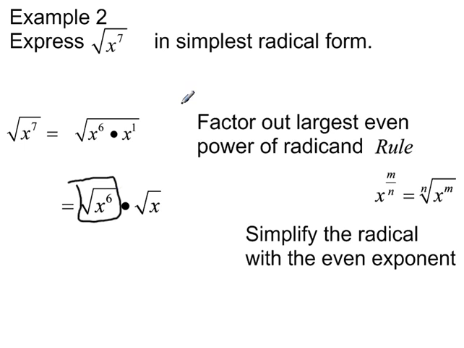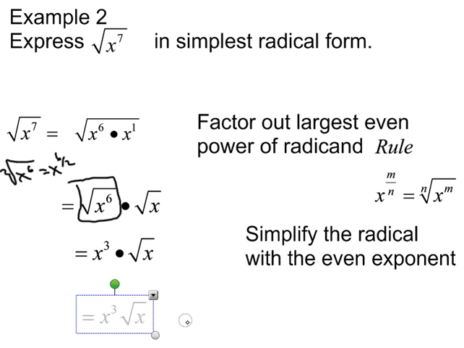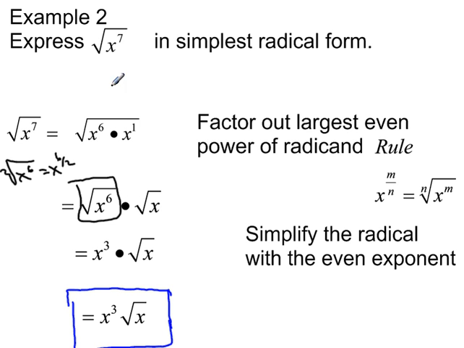So this radical x to the 6th, and then there's that invisible 2 here, that would be equal to what? x to the 6 over 2, which is x to the 3rd. So we get x to the 3rd times radical x, or just x to the 3rd radical x. That's our final answer. All right, so with the variables, you just want to factor out the largest even power of the radicand.